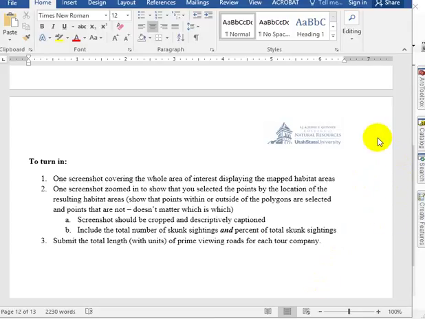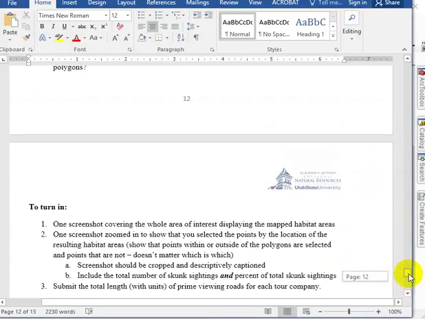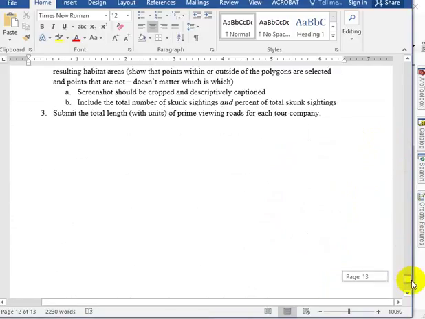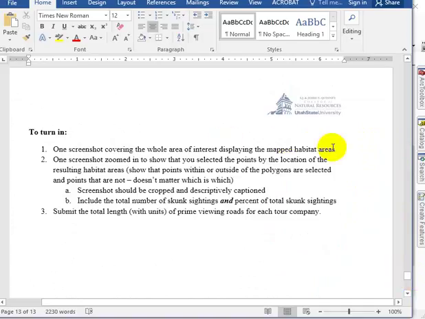Okay, that was it. And so I just want to go over what to submit here. You are going to be turning in a screenshot of the habitat areas, and I think it would be a good idea to have some sense of scale there. So either put in a base map or something like that.